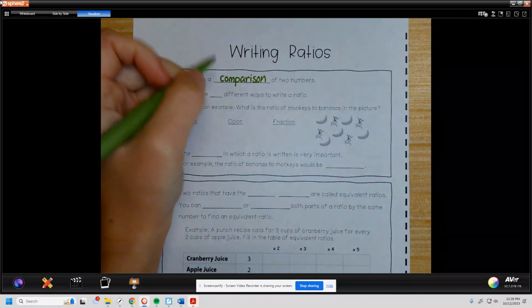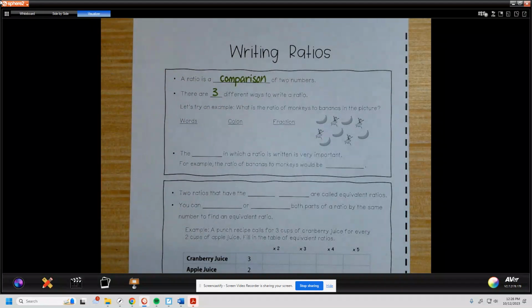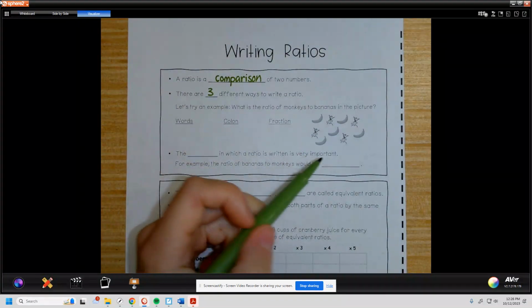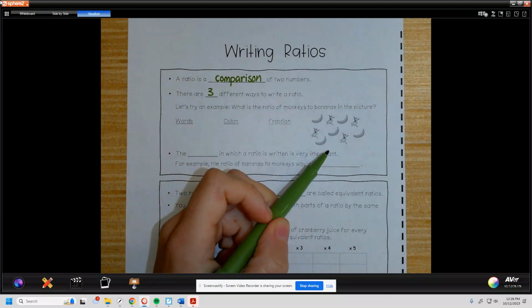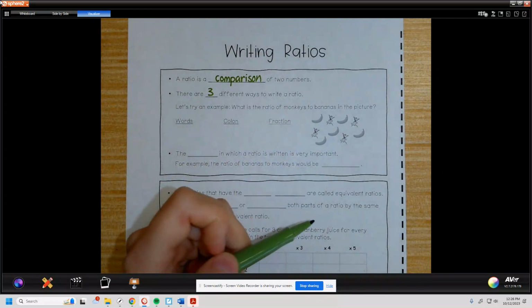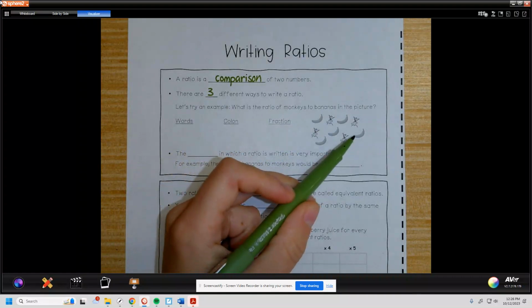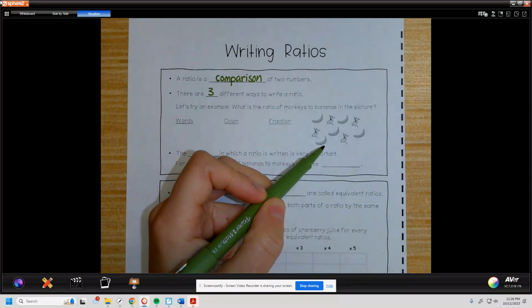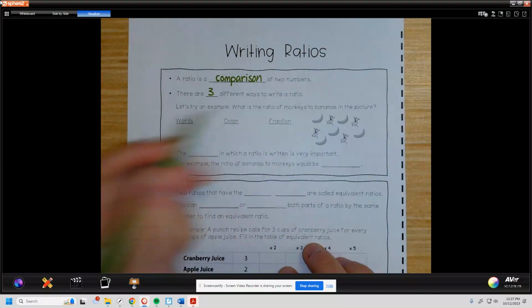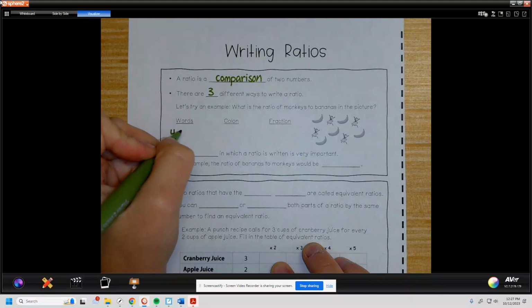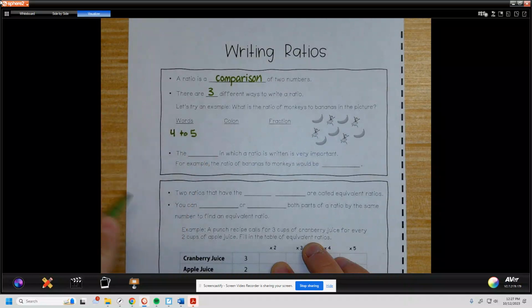There are three different ways to write a ratio. Let me show you what this looks like. For example, if you look at this picture, it says, what's the ratio of monkeys to bananas in the picture? First is the monkeys, so there are 4. Next is the bananas, so there are 5. So you could say the ratio of monkeys to bananas is 4 to 5. That would be word form.